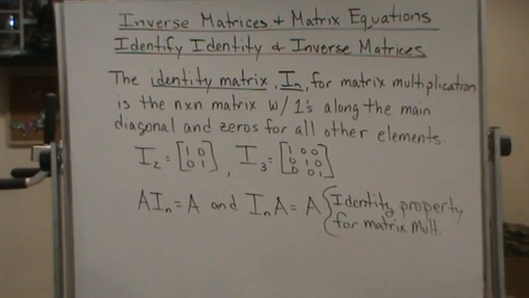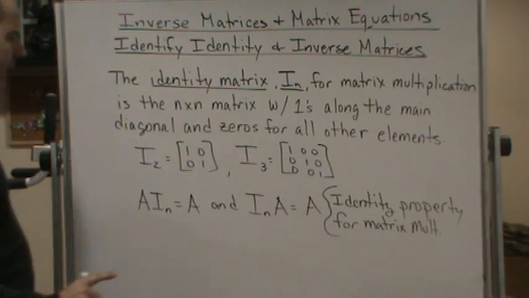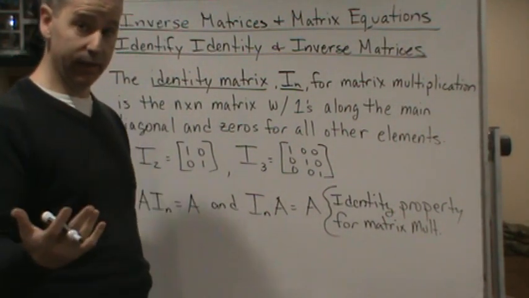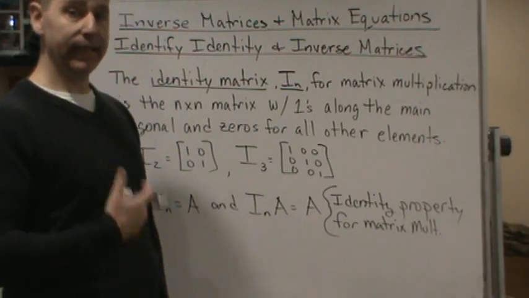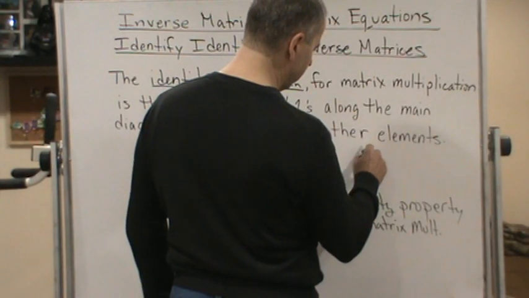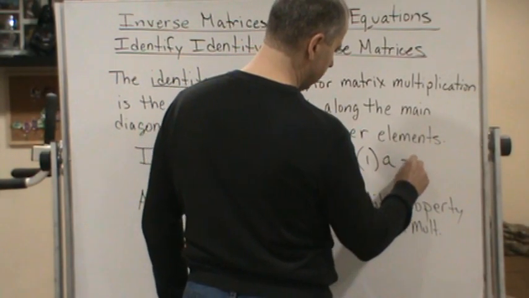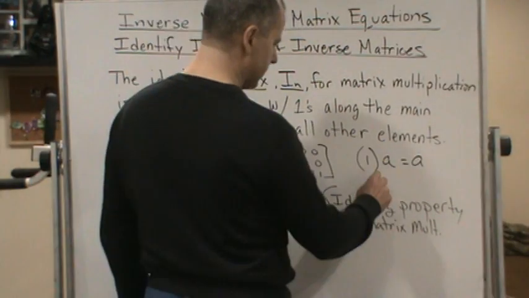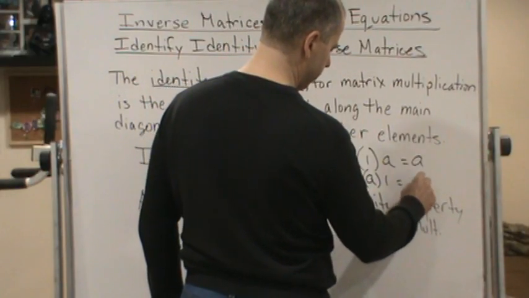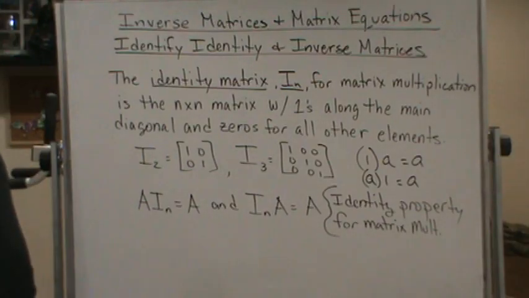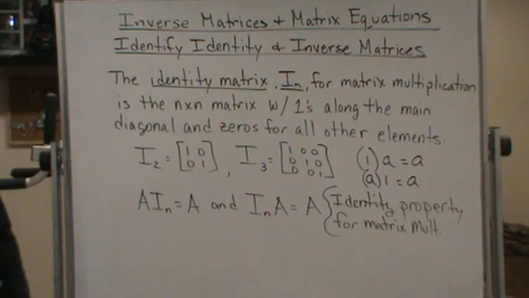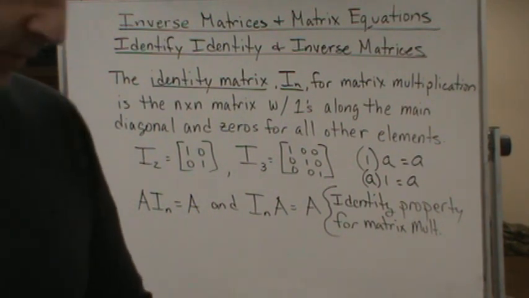And it's called the identity because it's the identity in matrix multiplication, just like the number 1 is the identity element in the multiplication of real numbers. We know that any number multiplied by 1 is equal to itself, and it doesn't matter which side. So the identity matrix is the identity similarly for matrix multiplication.